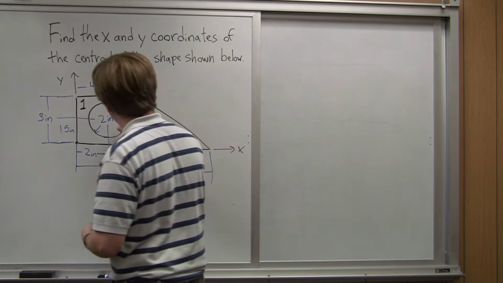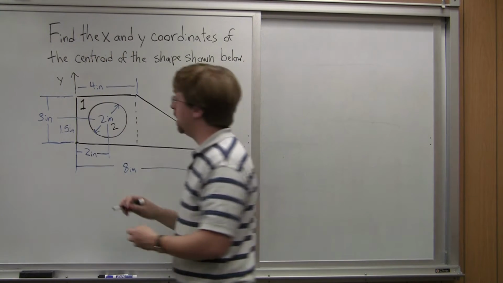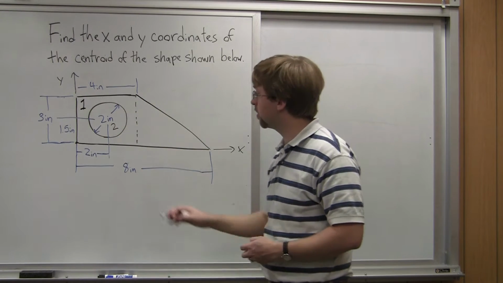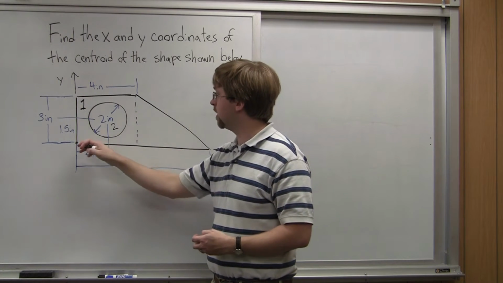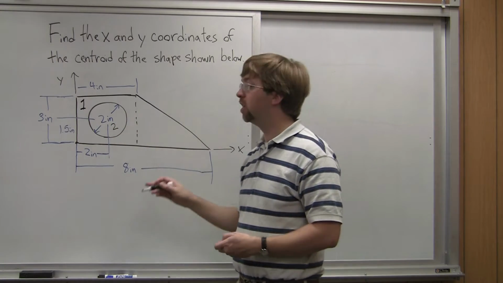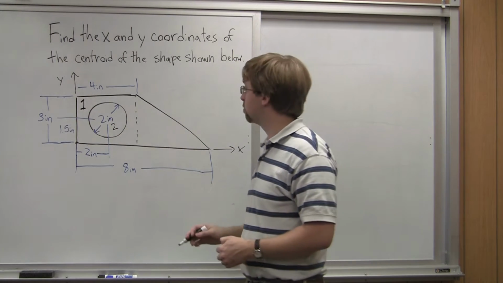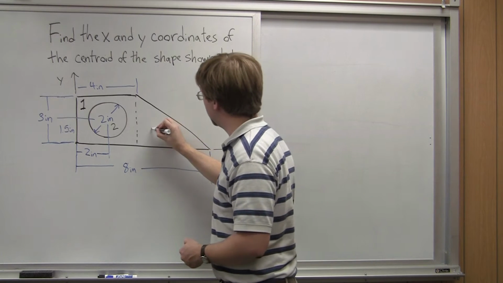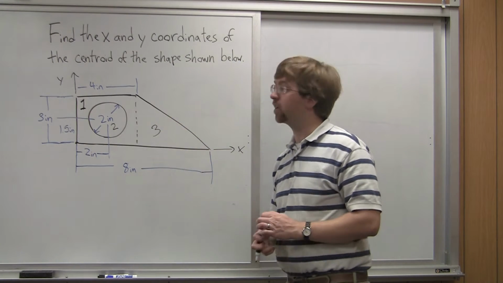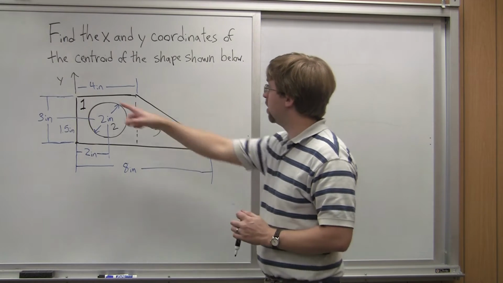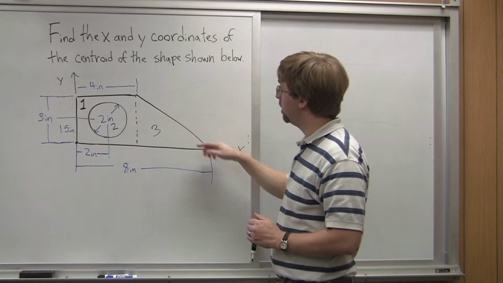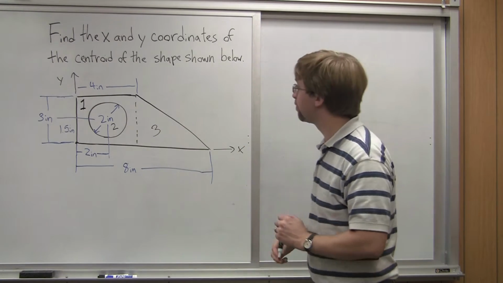Part 2 is going to be the circular cutout. So I've got a circular hole. It's 2 inches in diameter. It's 2 inches this way, 1.5 inches this way. That's the center. So it's got the same center as the rectangular area there. And then part 3 is this triangular area over here. Based on this being 4 and this being 8, this is going to be 4 inches wide and then 3 inches tall.